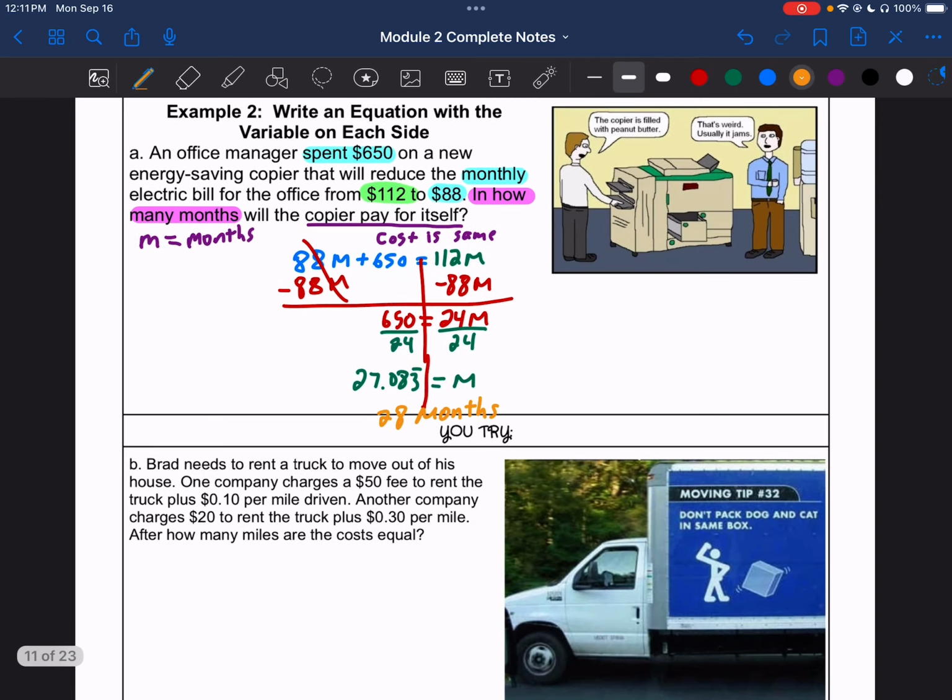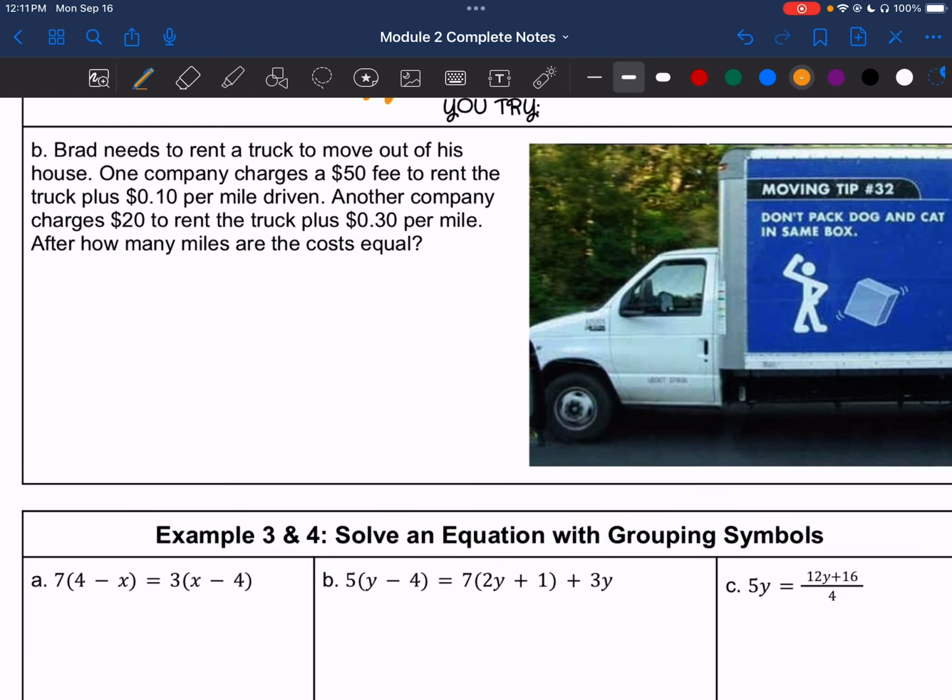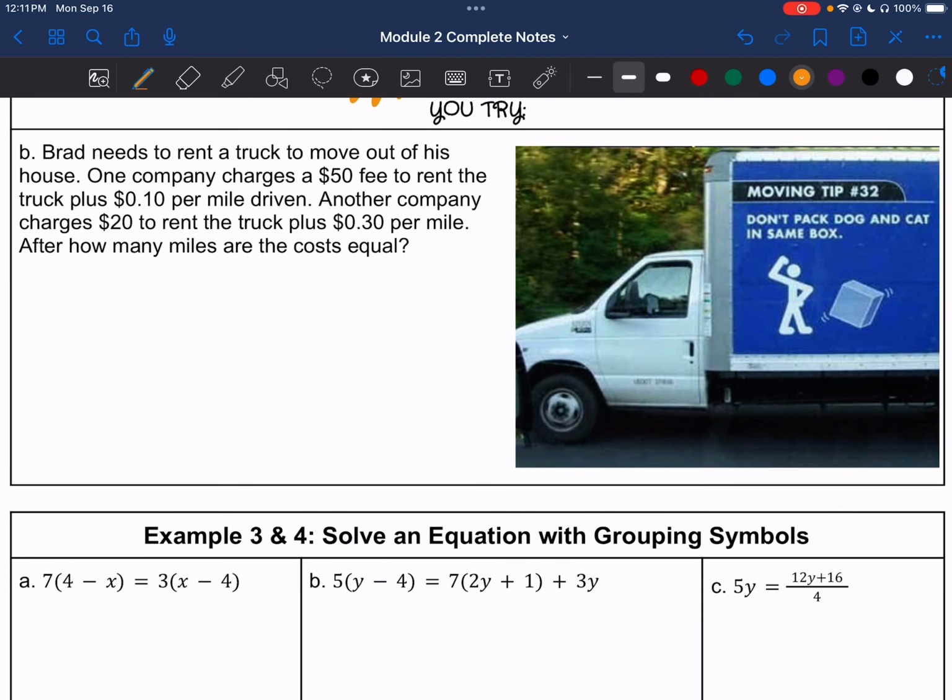So our next example, letter B, is a U-Try. We have Brad needs to rent a truck to move out of his house. One company charges a $50 flat fee to rent the truck plus 10 cents per mile driven. Another company charges $20 to rent a truck plus 30 cents per mile. After how many miles are the costs going to be equal? So this is a U-Try problem. I want you to do this on your own and then come back and check your work against mine.